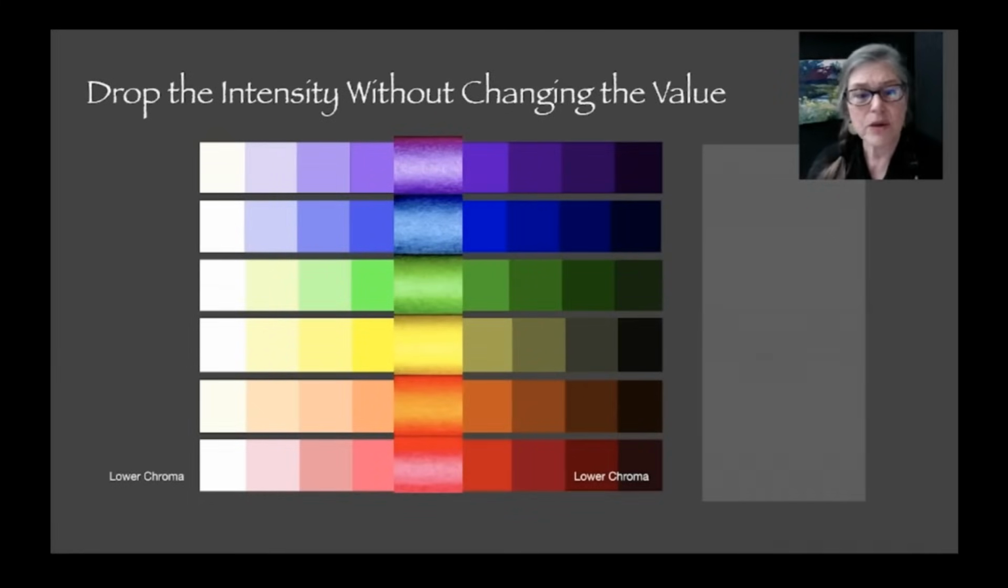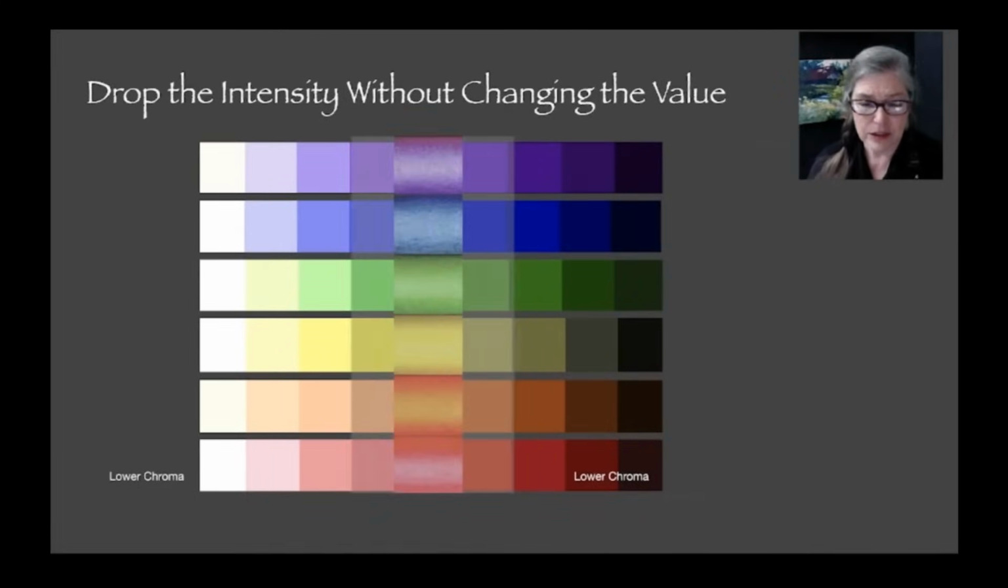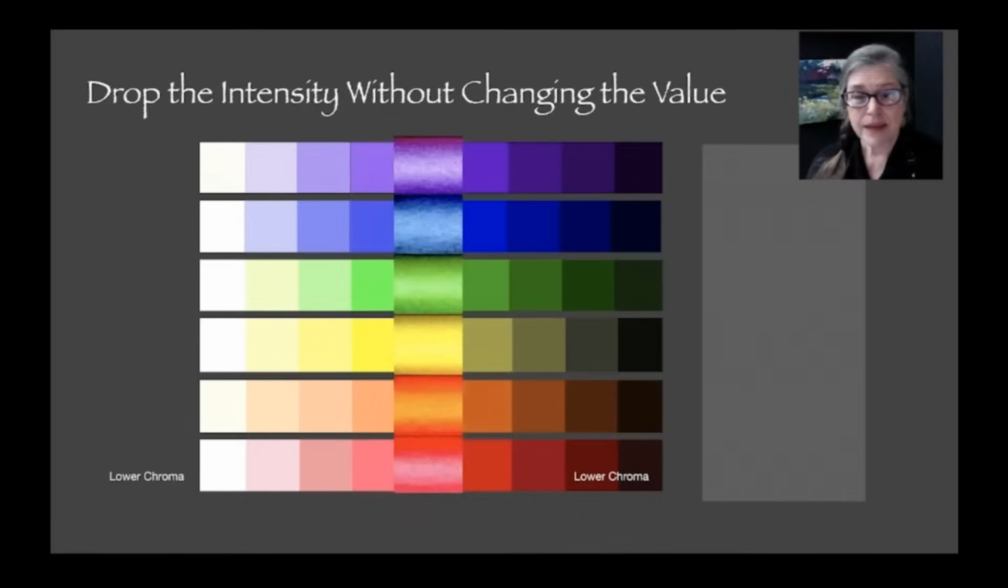And you can also change the intensity of those brilliant mid-value colors by creating a gray that's also mid-value, and adding it to the mid-value colors, you drop the intensity without changing the value. How easy is this to just think of black, white, and gray as ways to drop the intensity of a color, make it not so bright.